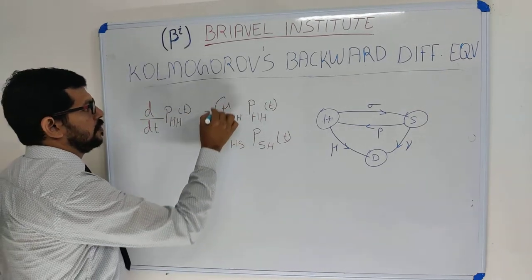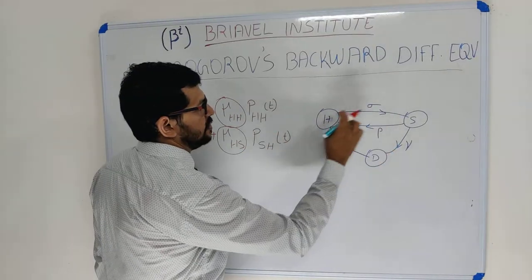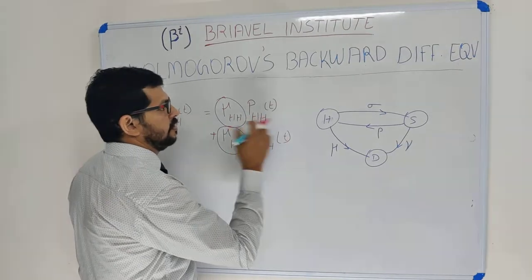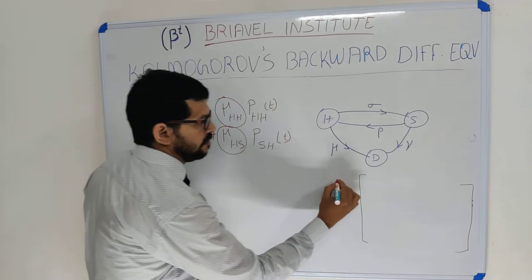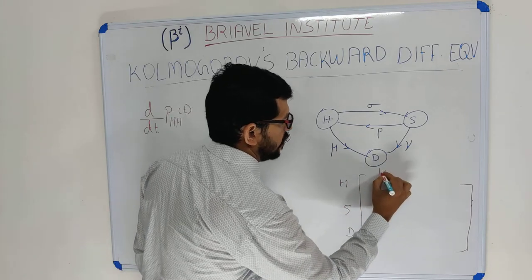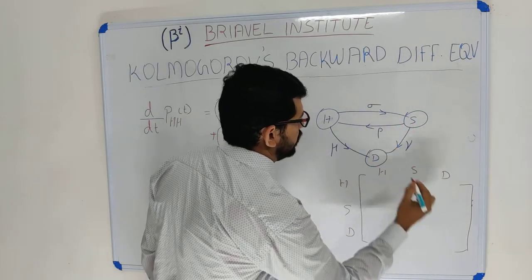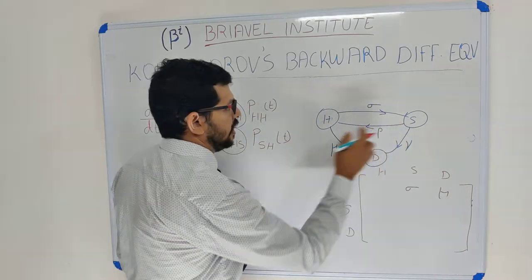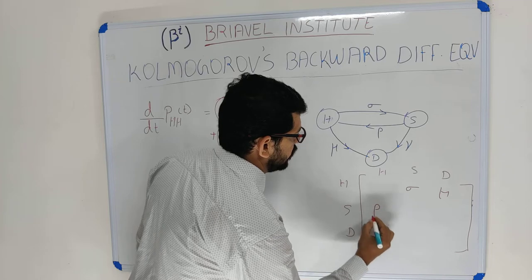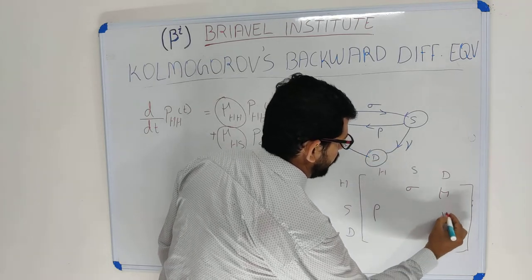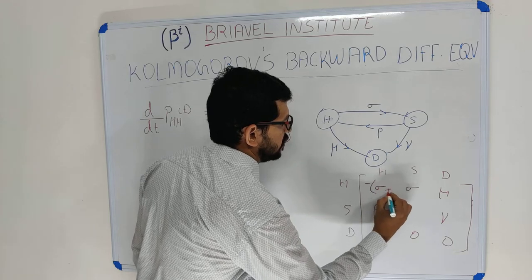What is the value of mu of HH and mu of HS? Mu of HS, we know that H to S is sigma. We know this value, but we don't know mu of HH. We know how to write the generator matrix. For this purpose, I write the generator matrix with states H, S, D. H to S is sigma, H to D is mu, and S to H is rho. S to D is nu, then 0, 0, 0. Here H to H is minus the sum of sigma plus mu.